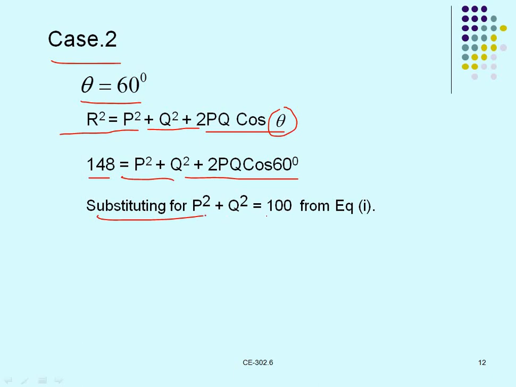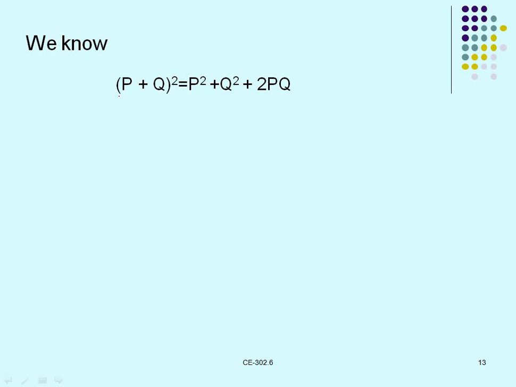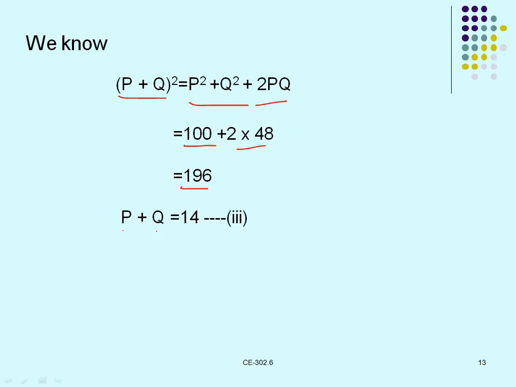Substituting P square plus Q square is equal to 100 from equation 1, we get 148 is equal to 100 plus 2PQ of 1 by 2. Therefore PQ is equal to 48. That is the second equation. We know that P plus Q whole square is equal to P square plus Q square plus 2PQ, that is 100 plus 2 into 48, which is equal to 196. Therefore P plus Q is equal to 14. So this is the third equation.